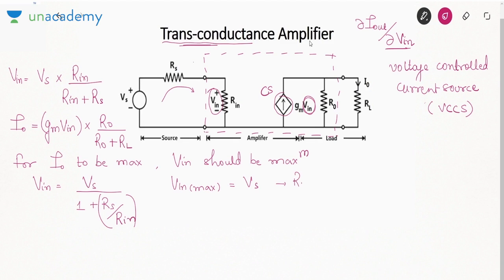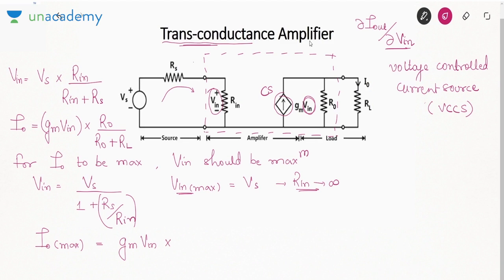So it can only happen when Rn tends to infinity. If Rn tends to infinity, the term inside the bracket will become 0 and Vn will become equal to Vs. Now for I naught to be maximum, it should be Gm into Vn. But when can it happen?